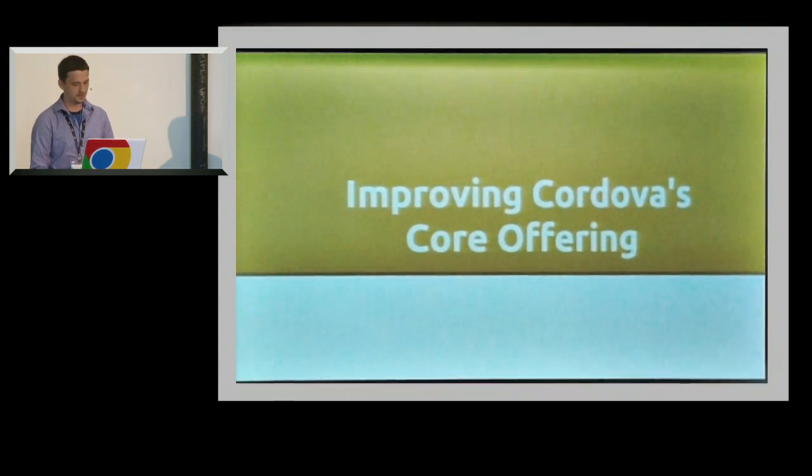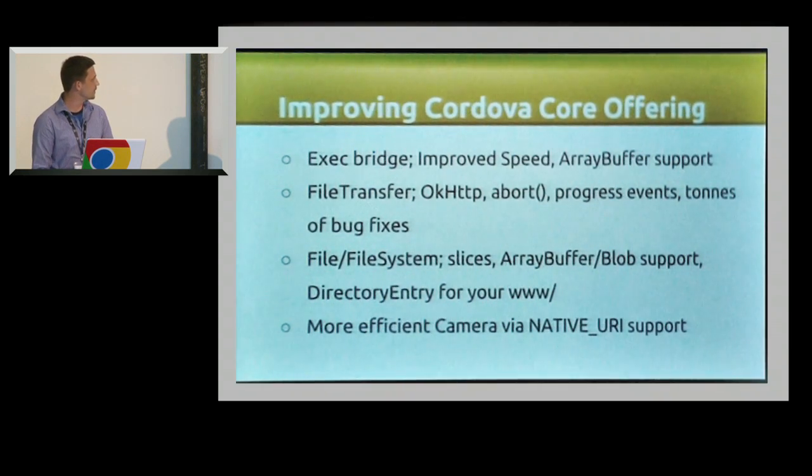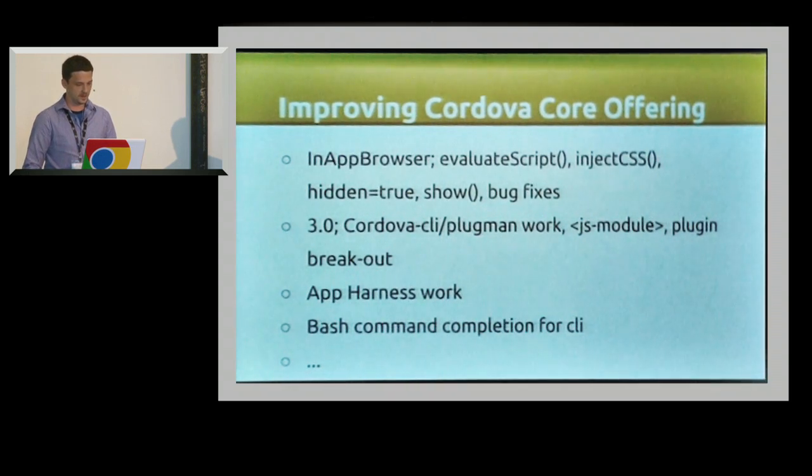Alright, so improving Cordova's core offering. I don't want to spend too much time here, but I wanted to briefly go over some of the things we've done over the last year. There were improvements initially to the exec bridge. Andrew improved the speed significantly. We added array buffer support, so you can send binary data back and forth between your plugins and your JavaScript. File transfer, big changes, especially on Android. File system. The in-app browser, there's been lots of work there. Helping out with the 3.0 effort and the command line tooling. We're working on an app harness that hasn't been launched yet, but that's pretty exciting. And even very recently, Ian landed some bash command line completion for the CLI, which I think makes it a lot more awesome to use.